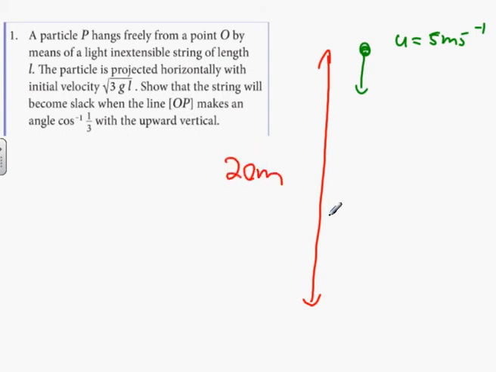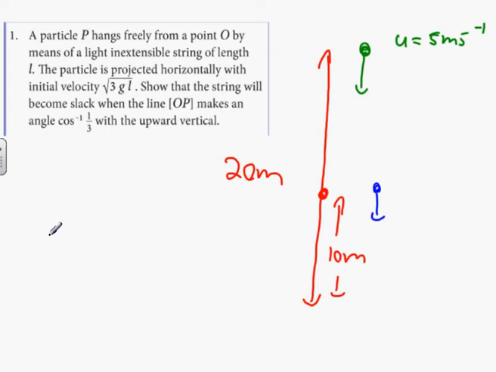Are we happy with that? Then we let it drop 10 meters, so it's now 10 meters above the ground. And what velocity will we be going when we're 10 meters above the ground? Now, most of you will jump to SUVAT and say, look, SUVAT can sort this out, no bother. I'm going to use the principle of conservation of energy.